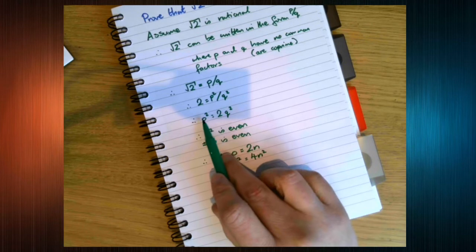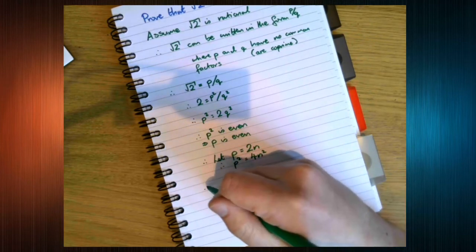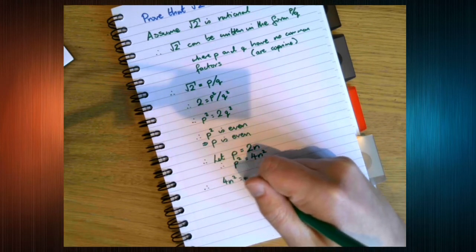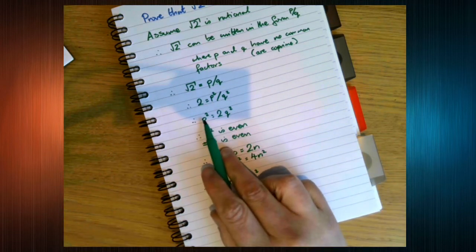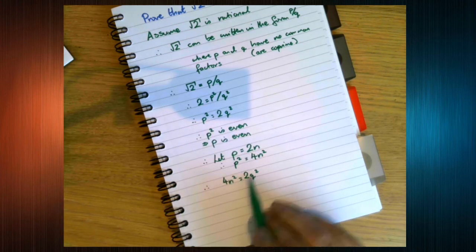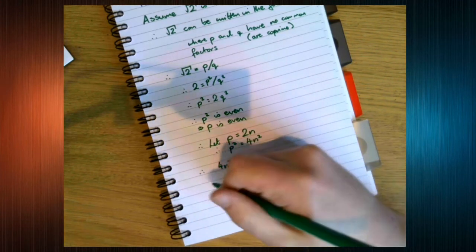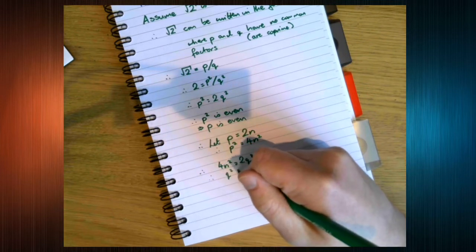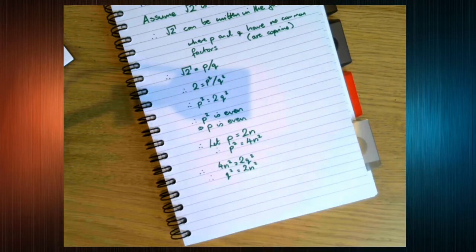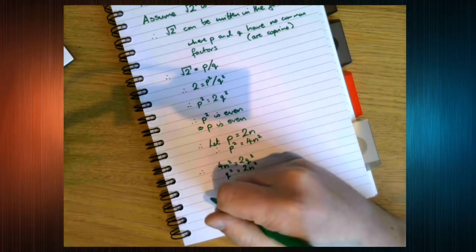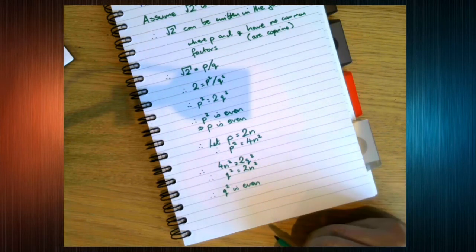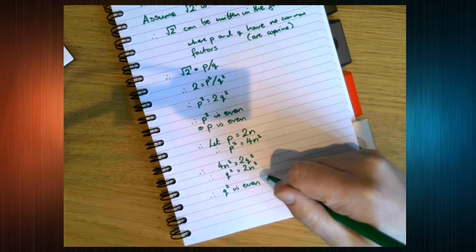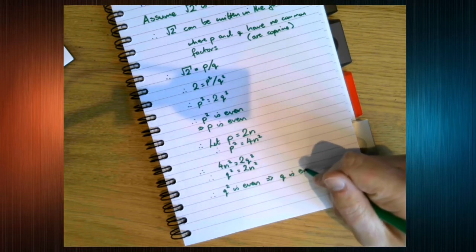Well, we know what p squared is. We've got that there, because p squared is up here. We said it's equal to 2q squared. So this has to be true. Let's simplify this slightly. So q squared is 2n squared. So what type of number is q squared? It's an even number, which means q is even.